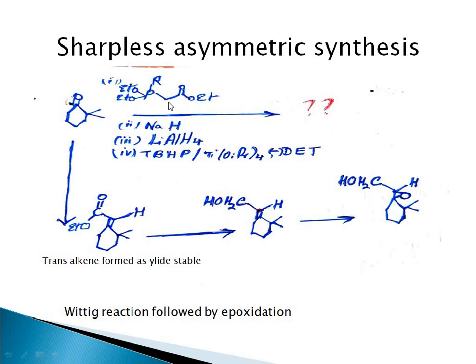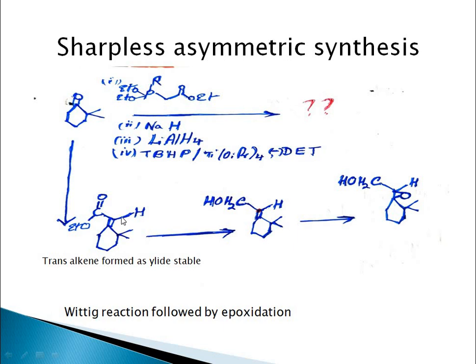Because when the negative charge carbanion is formed here, we have this COOEt, which pulls this carbon's negative charge and stabilizes it. So such a halide is known as a stabilized ylide, and a stabilized ylide always leads to a trans alkene. So this trans alkene will be formed. We can very well see this is trans along the double bond. Trans alkene is formed with priorities.